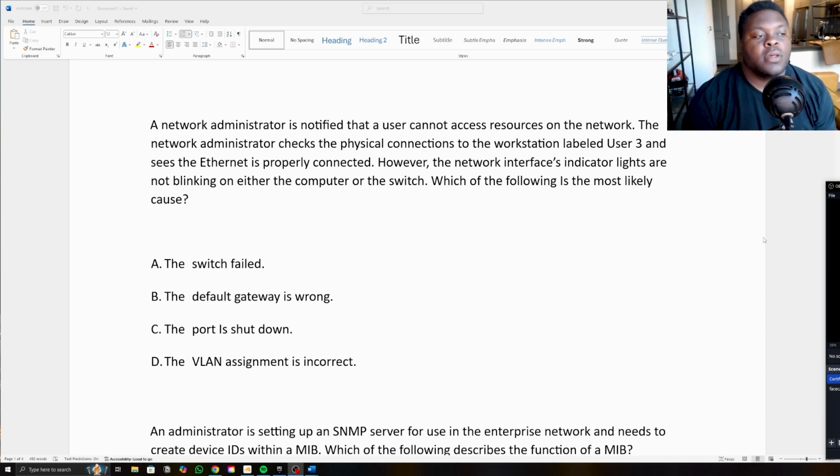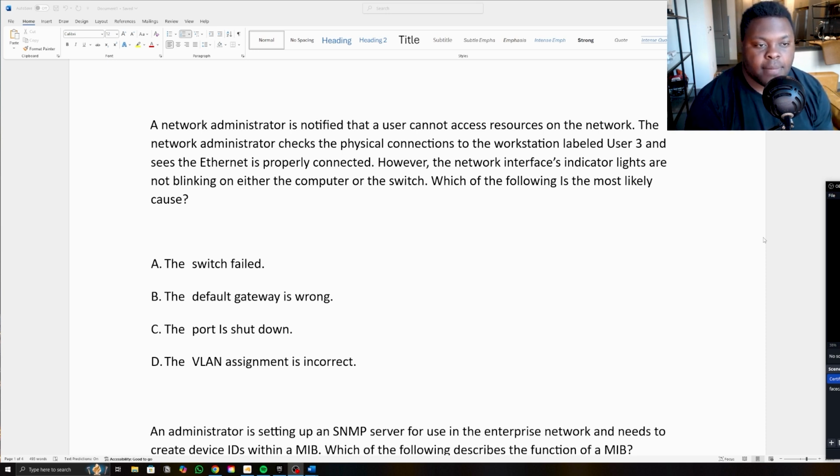First question is, a network administrator is notified that a user cannot access resources on the network. The network administrator checks the physical connection to the workstation labeled user 3 and sees the Ethernet is properly connected. However, the network interface's indicator lights are not blinking on either the computer or the switch. Which of the following is the most likely cause?